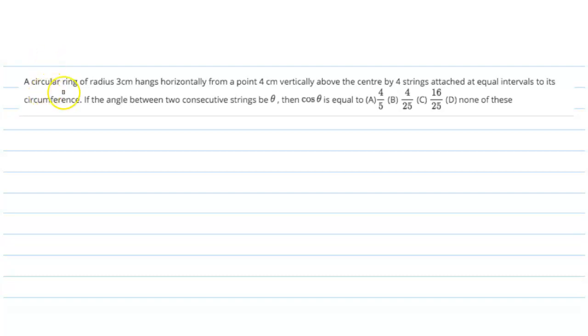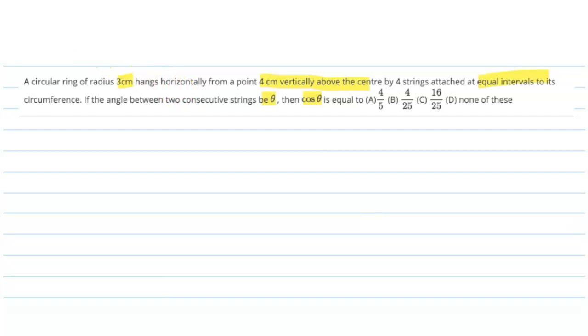Question says, a circular ring of radius 3 cm hangs horizontally from a point 4 cm vertically above the center by 4 strings attached at equal intervals to its circumference. If the angle between two consecutive strings be theta, then cos theta is equal to options A 4 by 5, B 4 by 25, option C 16 by 25, option D is none of these.